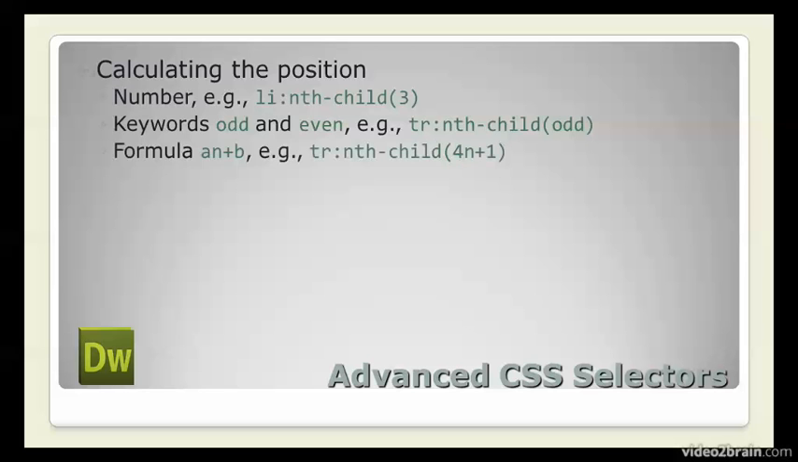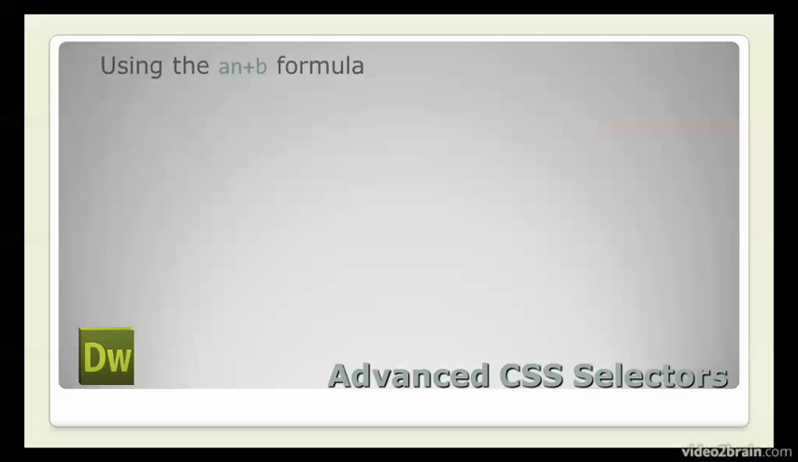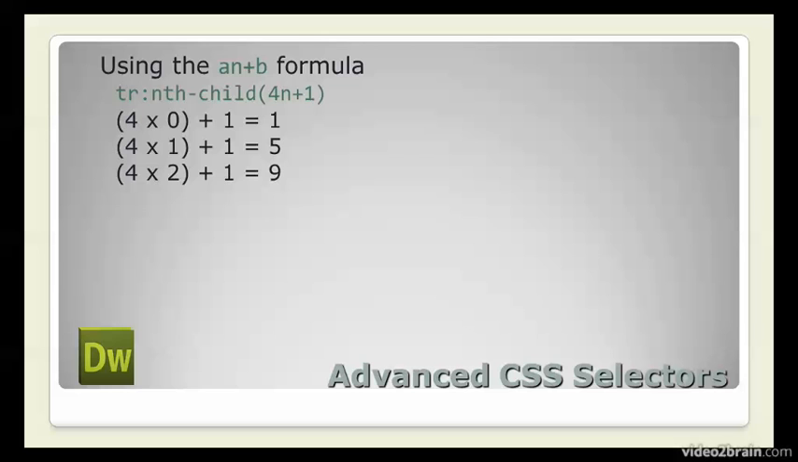And also you can use the formula an plus b. For example, this one uses 4n plus 1. The a and b must be numbers. N is the literal character. And to explain how this works, let's just take a look at a few examples. N starts from 0, so what you do is you multiply the first number by 0, 1 and 2, and then add whatever the second number is.